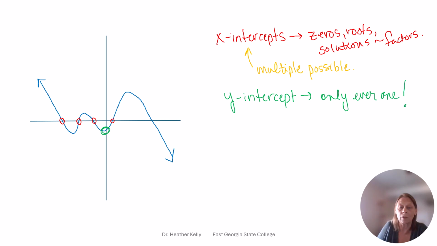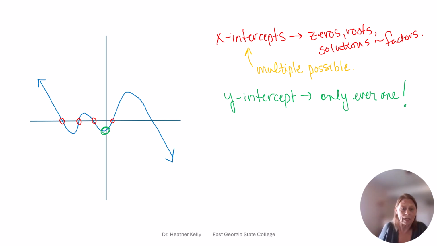In fact, it's one of the things that defines something as being a function, that for every value of x, there's only one value of y. And if we were to have 2 y-intercepts, then that would mean that when x is equal to 0, y was equal to 2 different values. So that is not possible.